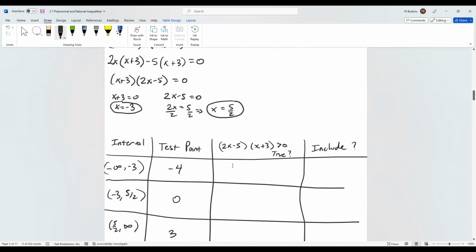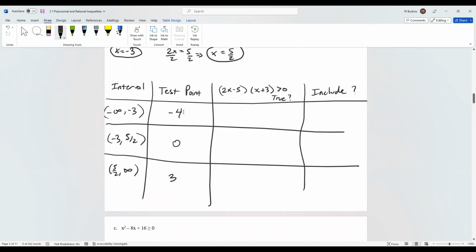All right. Again, you can pick any test point you like as long as it falls within this interval. So, for instance, I did 0. You could have done 2. You could have done negative 1.67932 if you wanted to. All right, I'm going to plug these in and see what we get.